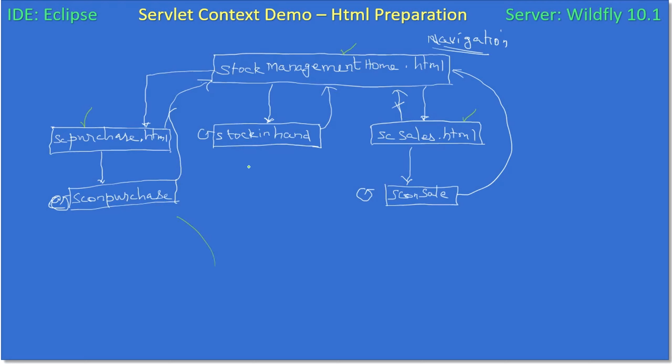So using the servlet context, all these will write to a single variable called stock or stock in hand. We will create that variable when we go to servlet creation, but there will be one variable that will get stored inside the servlet context. So all these servlets will write into the same object which is in the servlet context. So this will make you understand how the servlet context is shared between all these 3 servlets.